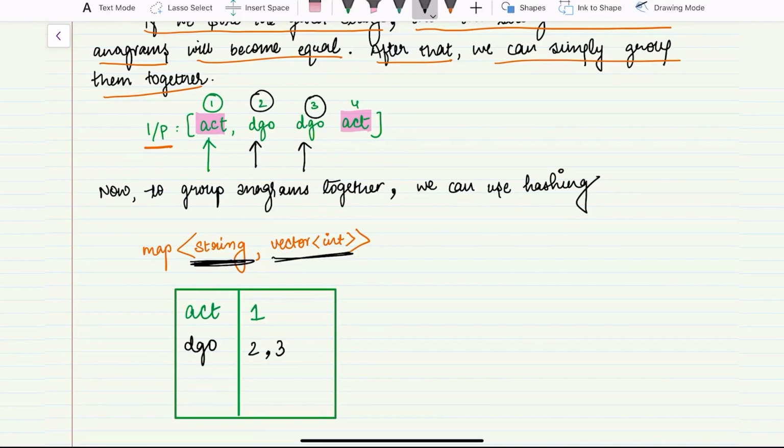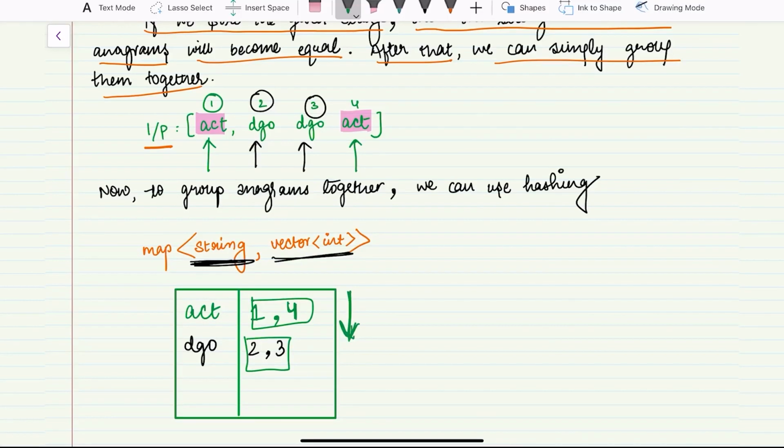Right, so we have included 3. Now we are at the 4th position and act is already present in the map. So let's simply include the index. So here we have the set of anagrams represented by their indices. Now the only task which is left is to iterate over them and store it in the vector.